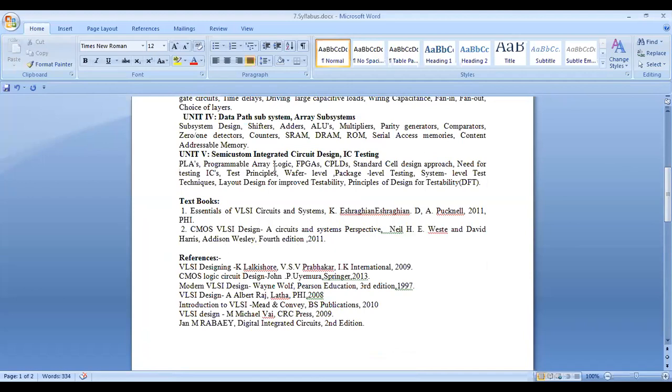and it covers all the units. And other books in the references cover some topics very nicely. CMOS Logic Design by Uyemura, like switch logic and all, describes very nicely. And Modern VLSI Design by Wayne Wolf, VLSI Design by Albert Raj. This is for PLDs. You're going to use this for PLDs.